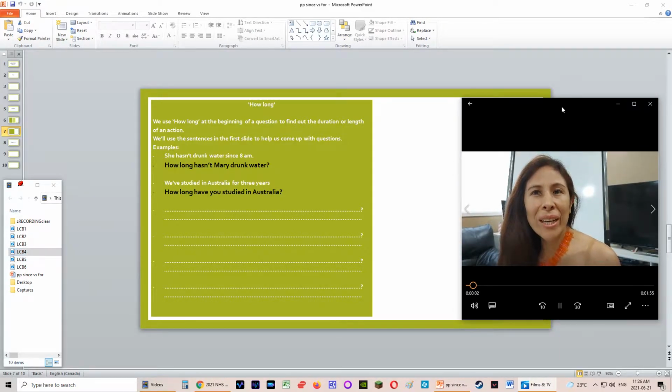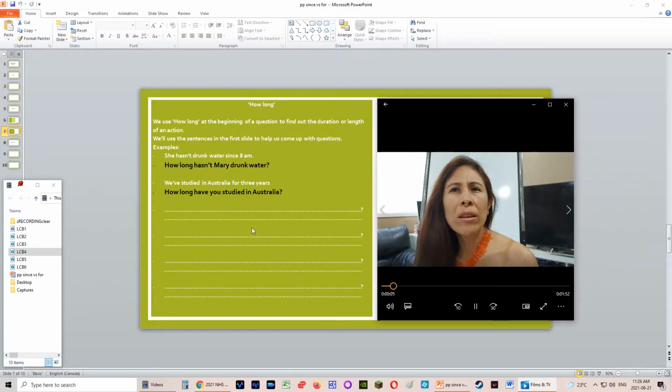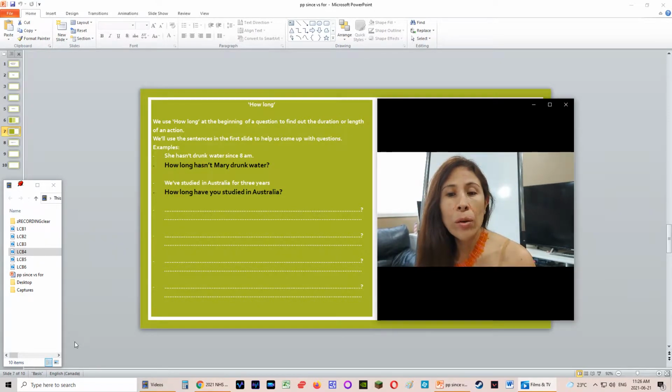Okay, so now let's take a look at slide number 2. This is about the question word how long. When do we use how long? We use how long at the beginning of a question to find out the duration or length of an action, right? In this case, we're going to use the sentences in the first slide to help us come up with questions. For example, we had this sentence, Mary hasn't drunk water since 8 a.m. What would be the question? How long? How long hasn't Mary drunk water? Right?